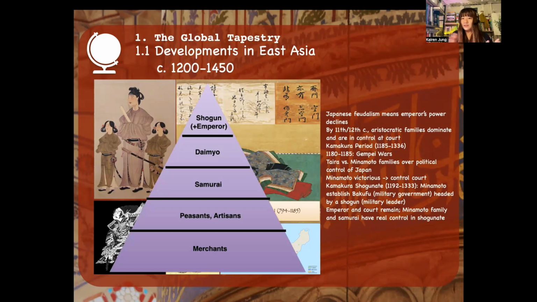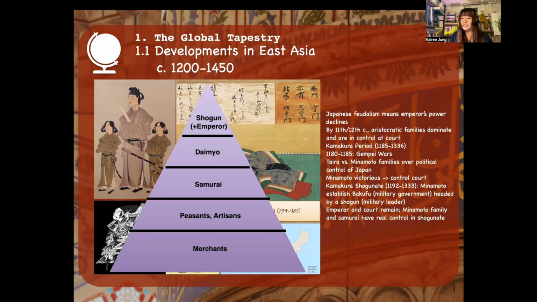Right. Okay, so the Taira and the Minamoto families fought over political control of Japan. The Minamoto won, and they controlled the court. The Kamakura shogunate from 1192 to 1333, exactly the time period we're looking at now. Minamoto established a bakufu, a military government, headed by a shogun, a military leader.